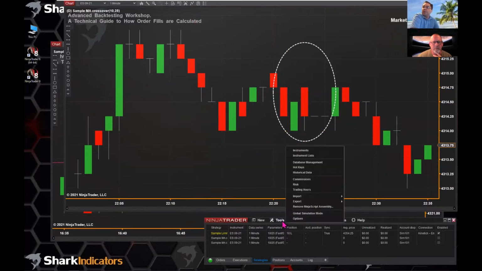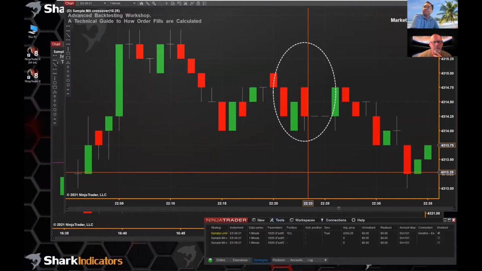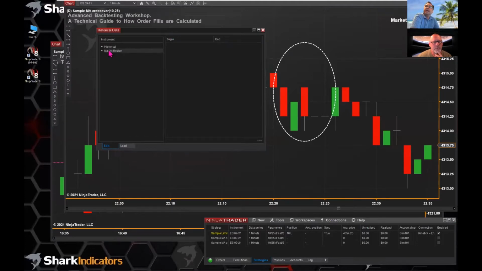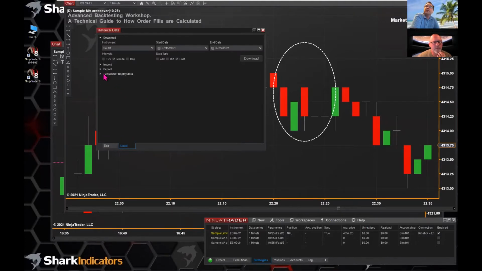But when you go into historical data, if we bring up the historical data manager, this allows you to download market replay data. Let's see, sorry, I want to go to the load tab. And then right here is get market replay data. And yeah, when you download that replay data, it does include the bid and ask prices and volume. It includes the level 1 volume there.